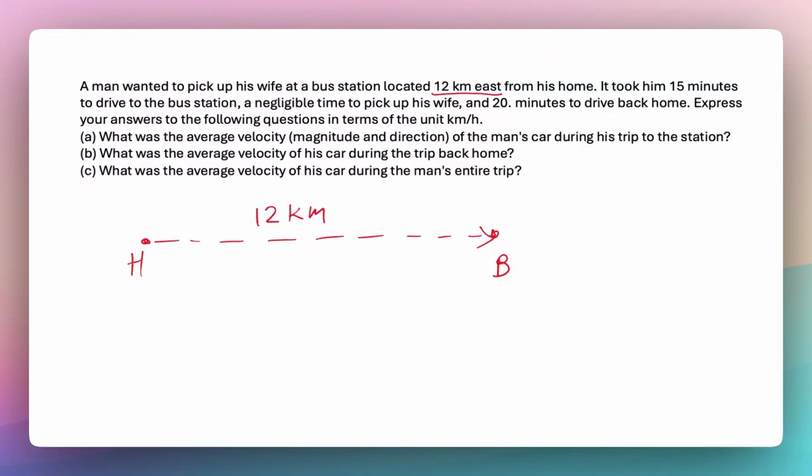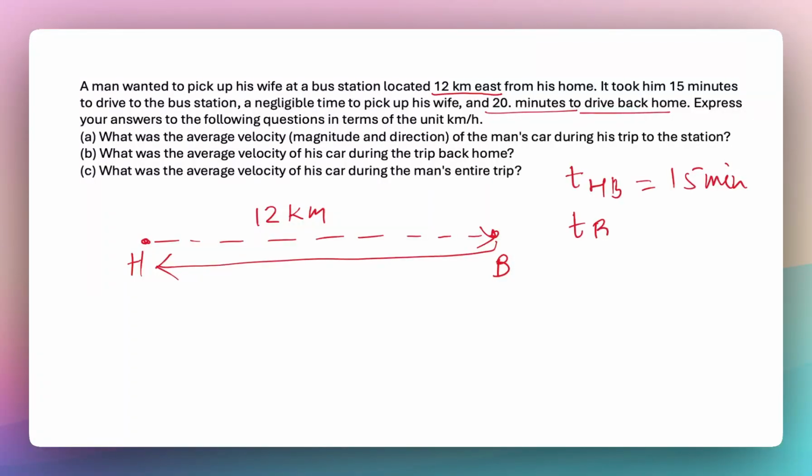Okay, it took him 15 minutes to drive to the bus station. So from time, we are going to write over here, time from H to B is 15 minutes. A negligible time to pick up his wife, and then 20 minutes to drive back home. So he picks her up, and then drives back. Okay, this time in this direction, and the time from B to H, see how I'm writing for clarification, is going to be 20 minutes.